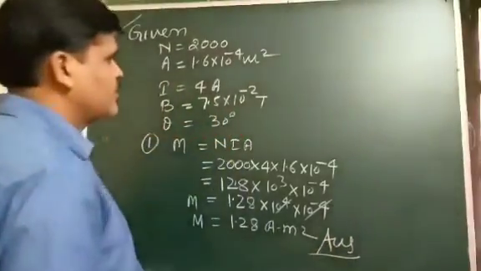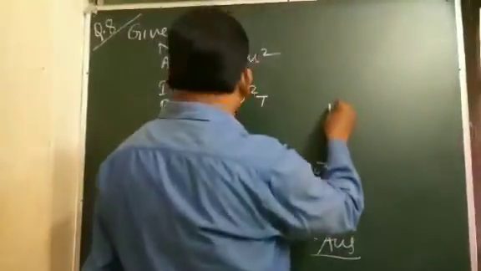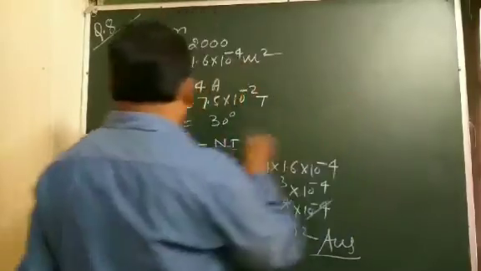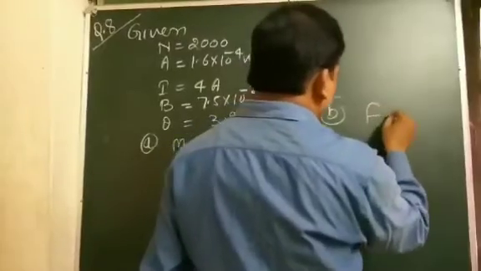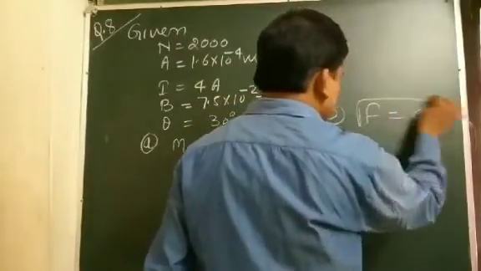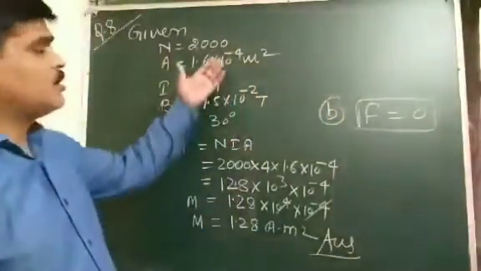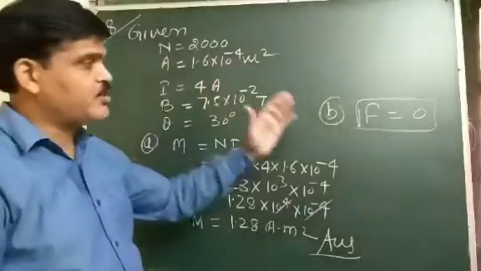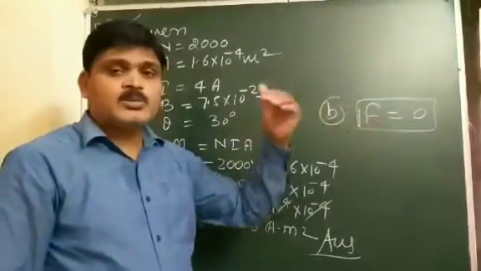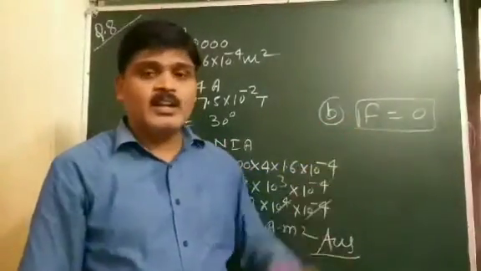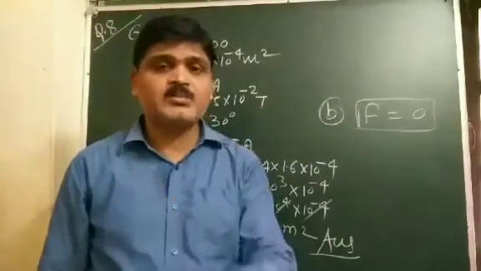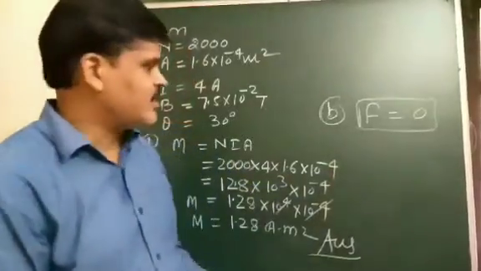Now student, force, the second case. This is A part and B part. Force is 0, because the current carrying solenoid is placed in a uniform magnetic field. When a current loop is placed in a uniform magnetic field, the net force on the current loop is 0. But torque acts on it.